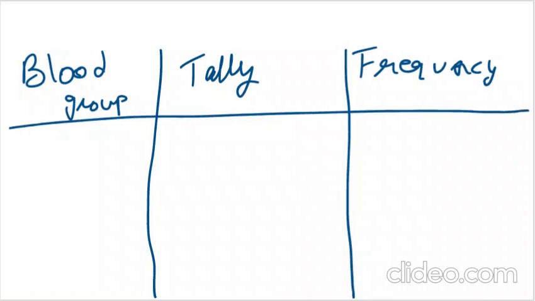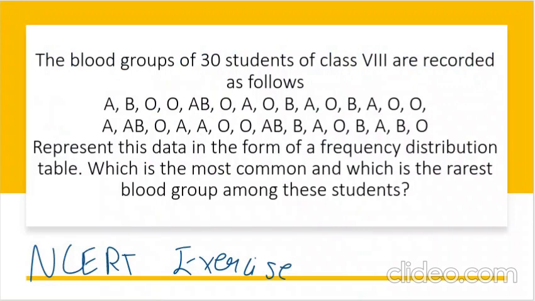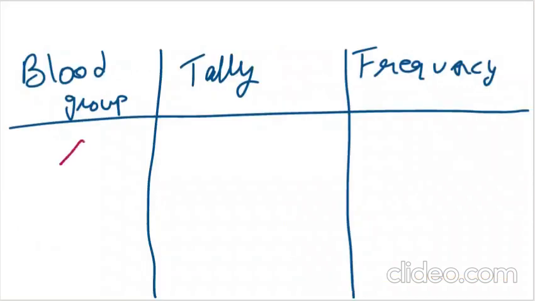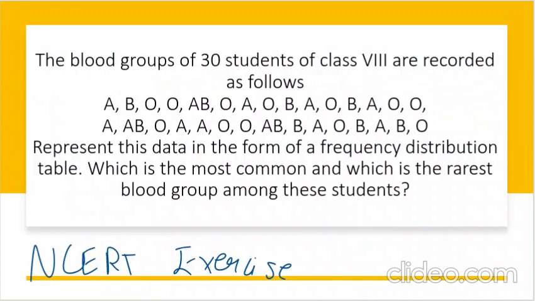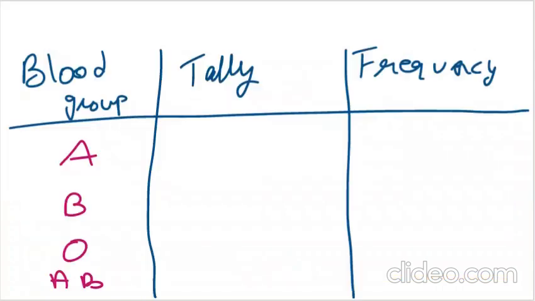Now we can write the blood groups first. So what are the blood groups? A, B, O and AB. These are the four blood groups. Now their tally. Let's do the tally now. The first is A. How many A are there? 1, 2, 3, 4, 5, 6, 7, 8, 9. So 9 is the frequency. So the tally will be 9.